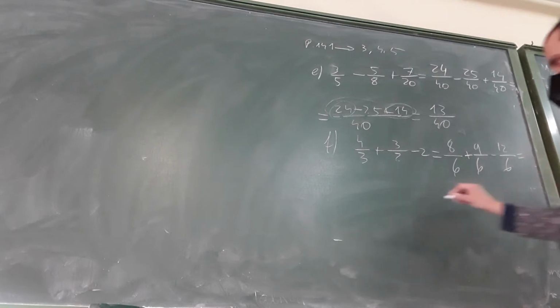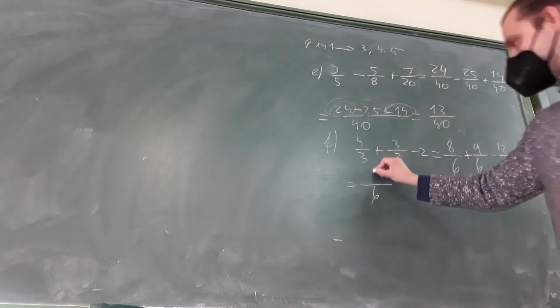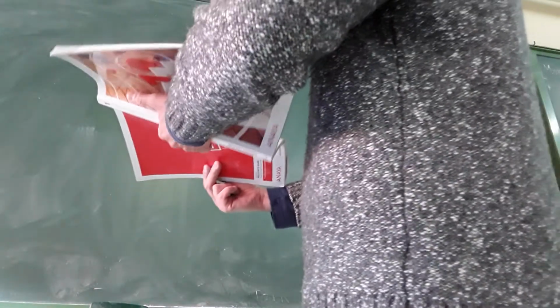12. Then the denominator is going to be 6. And numerator? 5. This is 17. 17 minus 12, 5. Perfect. And then let's finish with number 5.